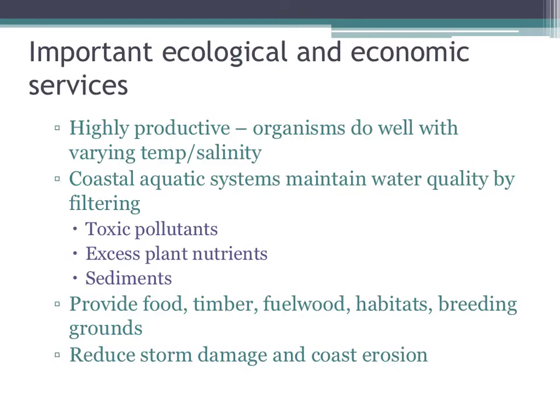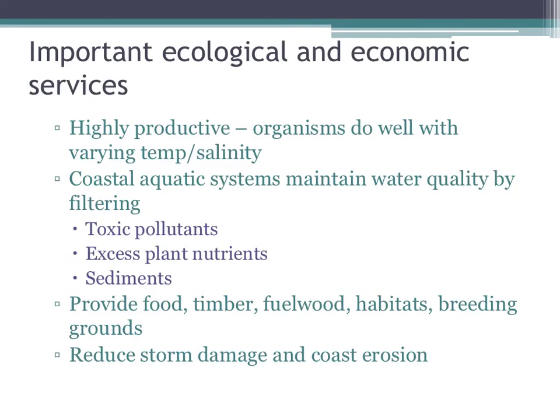So what are the important ecological and economic services? First of all, estuaries and the mangrove swamps are very, very highly productive. Organisms do well with varying temperatures and salinity, and again, think about these mangrove swamps. They grow right on the shoreline, so that would be very shallow water, 3 to 4 feet of water generally. Coastal aquatic systems do maintain water quality by filtering. They get those toxic pollutants coming off. They can capture excess plant nutrients and sediment, so basically it captures it before it gets into the ocean, very similar to what we'll talk about with marsh or wetland areas too.